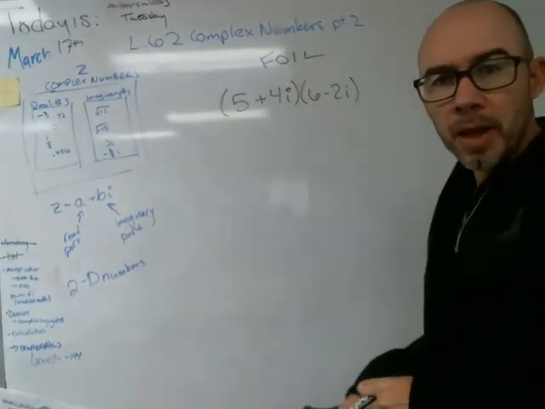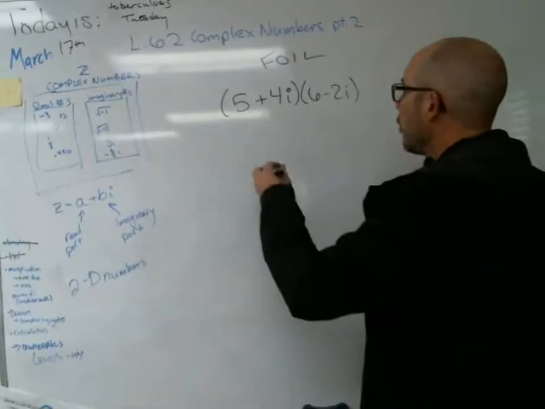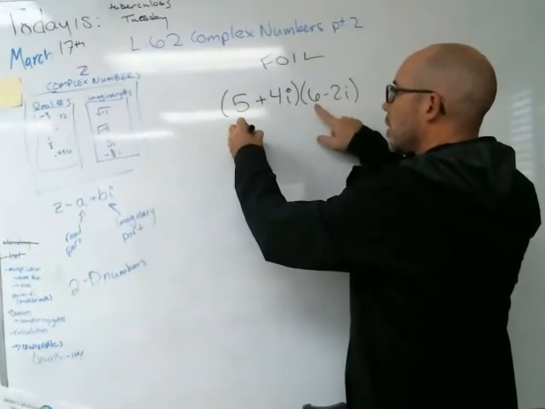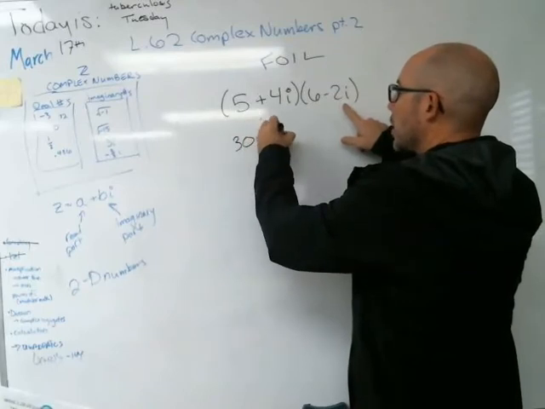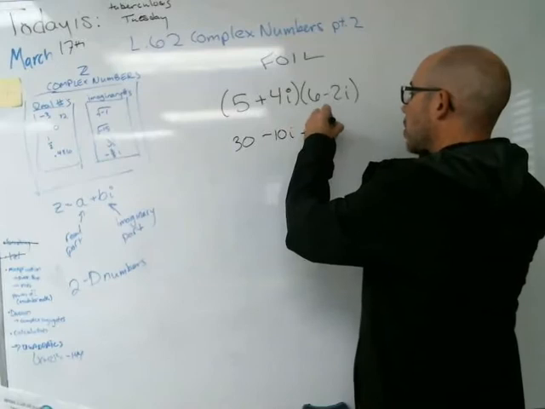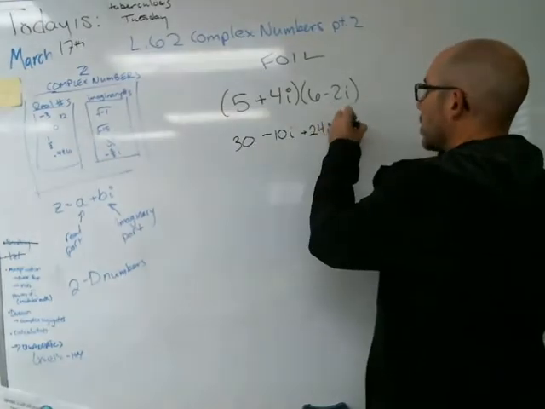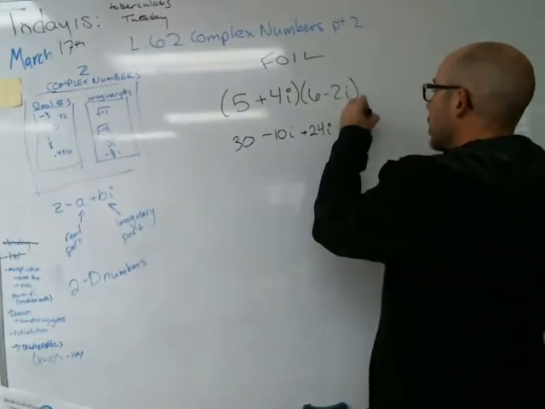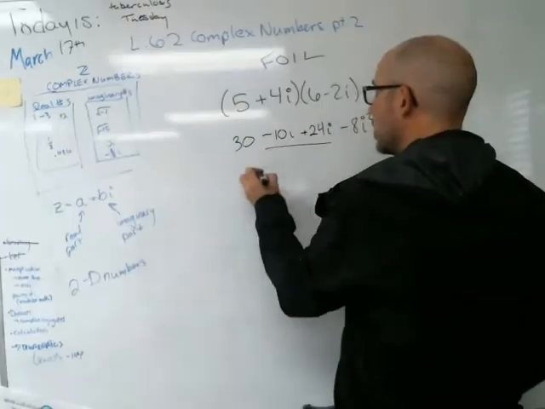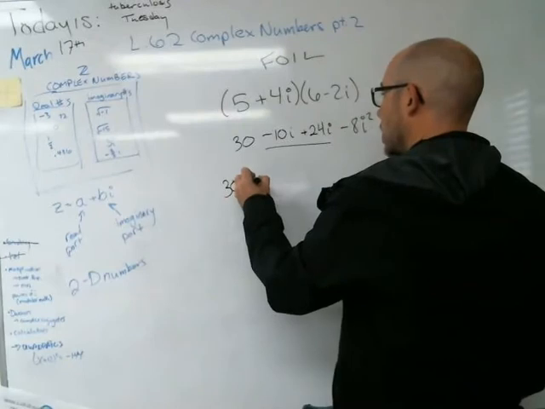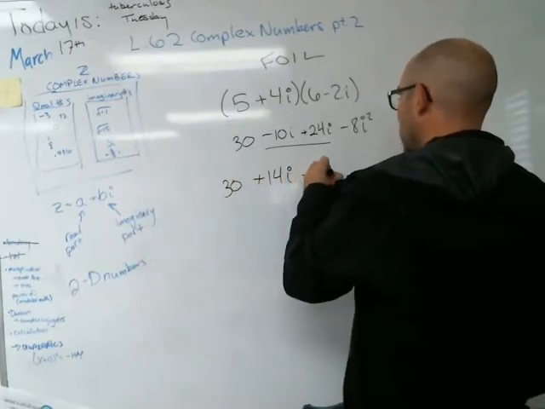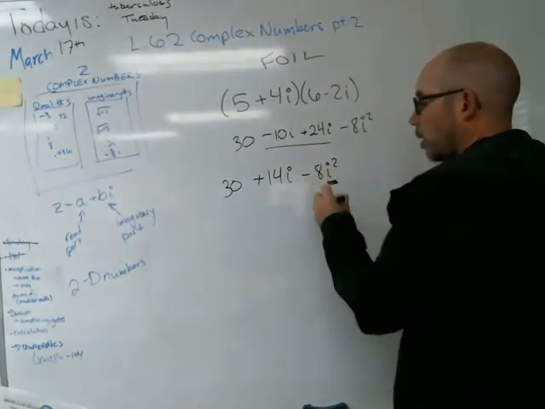That's what we do. And then we bear with the consequences of what happens. So let's look at this. We get 5 times 6 is 30. And then we go outside, we go minus 10i. Then we go inside, and we got 24i. And then we got minus 8i times i, which is i squared. I'm going to combine these middle parts here to get a positive 14i. And then we got that to deal with.